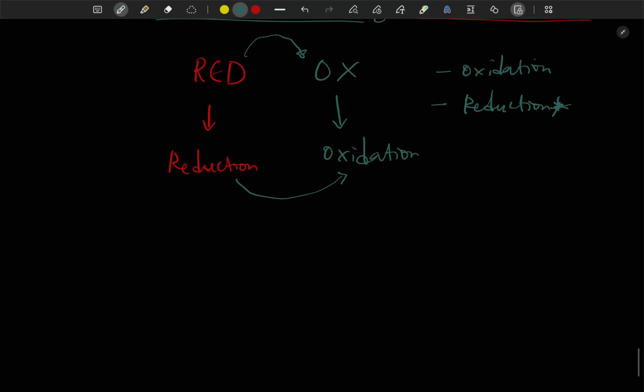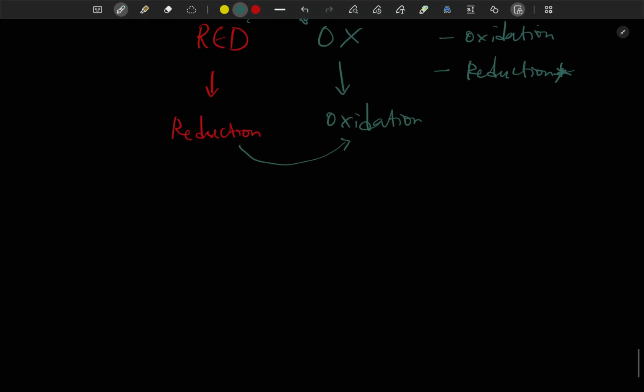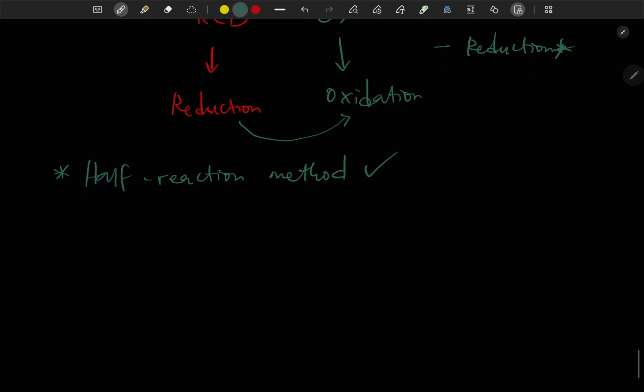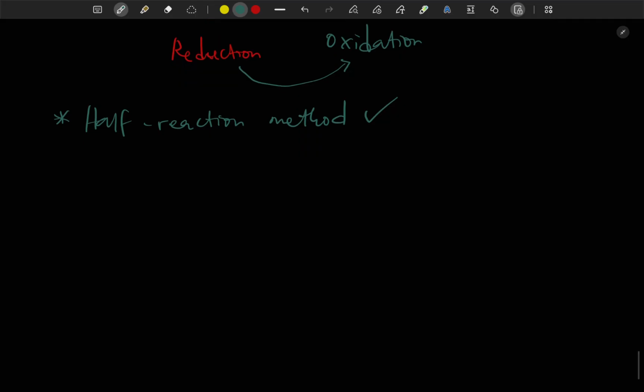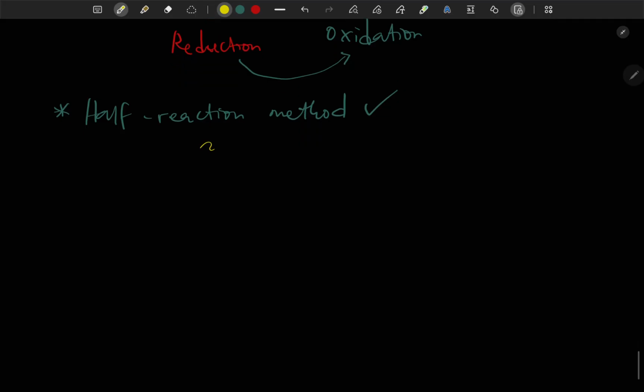So now we want to learn about balancing of redox reactions or redox equations. There are different methods of balancing redox reactions, but for this particular video, we are going to be learning about the half reaction method, which is one of the easiest methods of balancing redox reactions. So to balance redox reactions using the half reaction method, we are going to be following some steps.